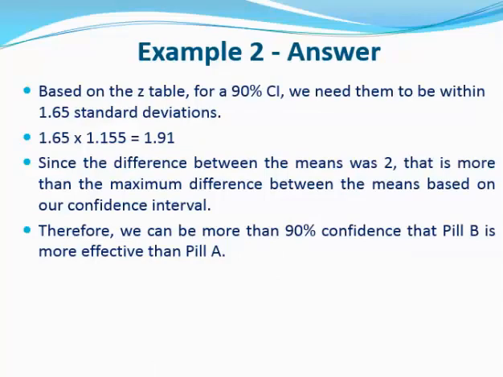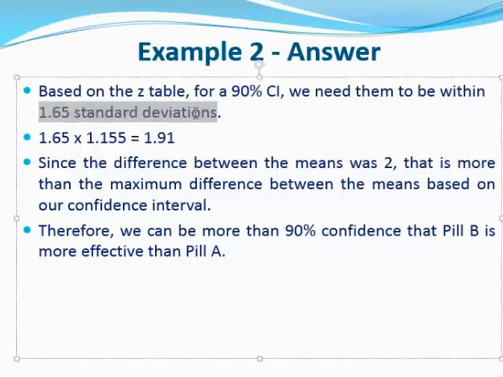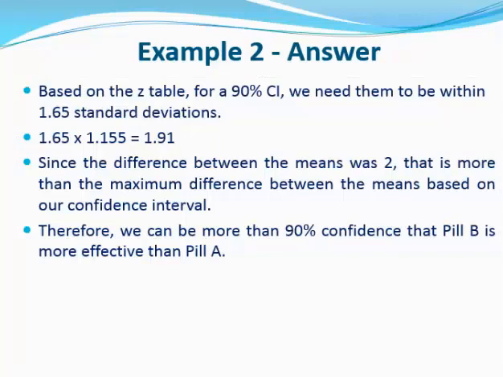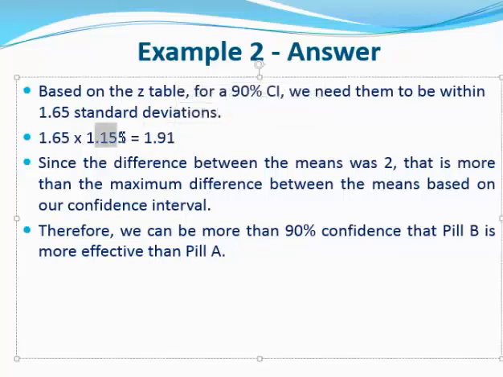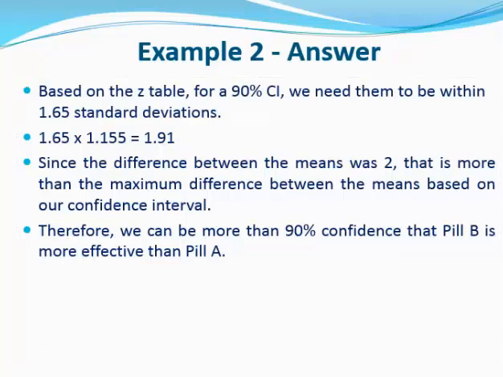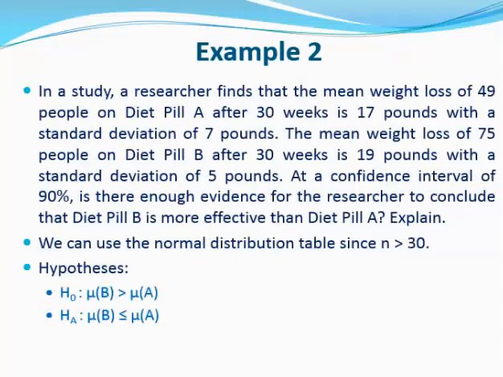We used the Z distribution chart, the normal distribution chart, to figure out that a 90% confidence interval requires us to be within 1.65 standard deviations. And the difference was 2, which is more than 1.91. Remember, our 1.155 standard deviation between the two means times 1.65 standard deviations was 1.91, but our difference was 2. Therefore, we can be more than 90% confident that pill B is more effective than pill A.